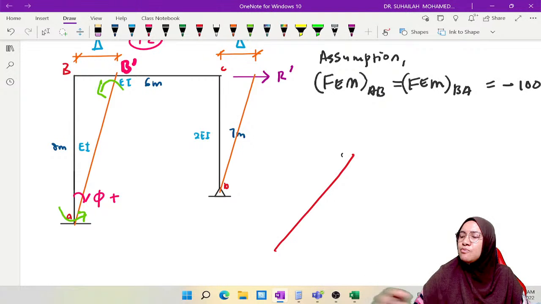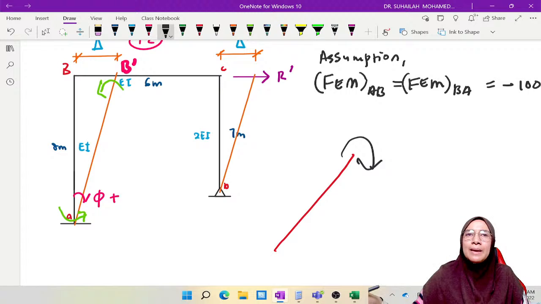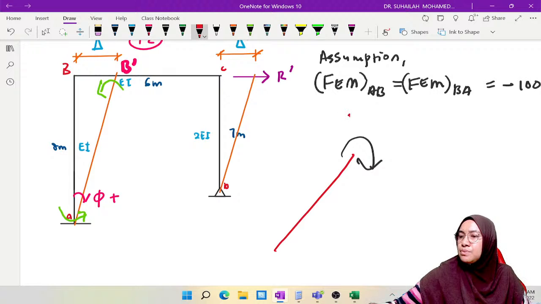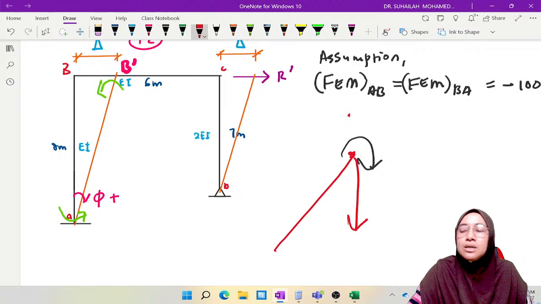and we apply 100, meaning positive 100. Positive 100 means this. When we apply the moment clockwise, what happened? We actually push this beam, we actually push this point. So the frame will collapse. Okay, that is the behavior.